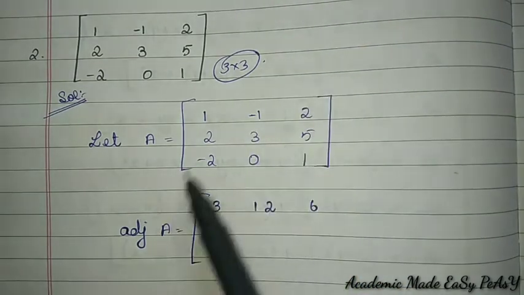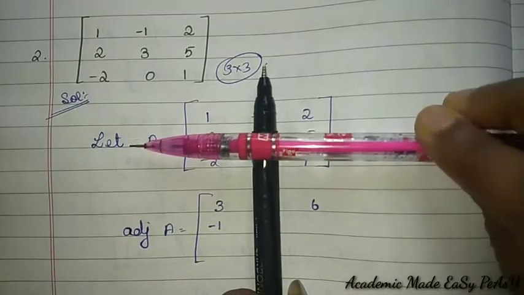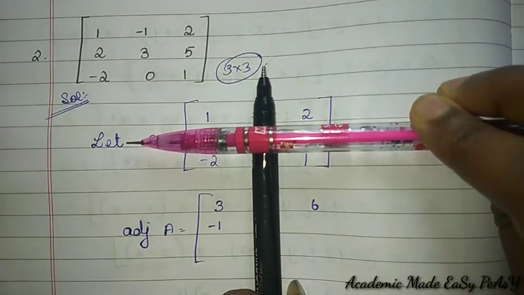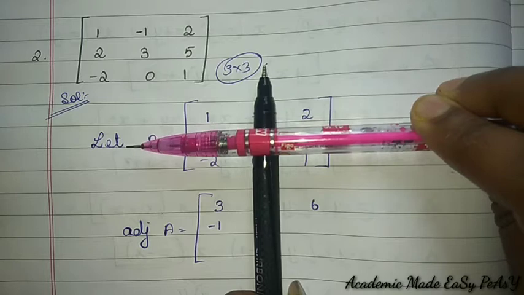Now I will be going to this position element. What will I do? I will be hiding these two. So what is remaining? 2, 1, minus 2, 1 only. So 1 ones are 1. Minus of minus is plus. So 1 plus 4 is 5.